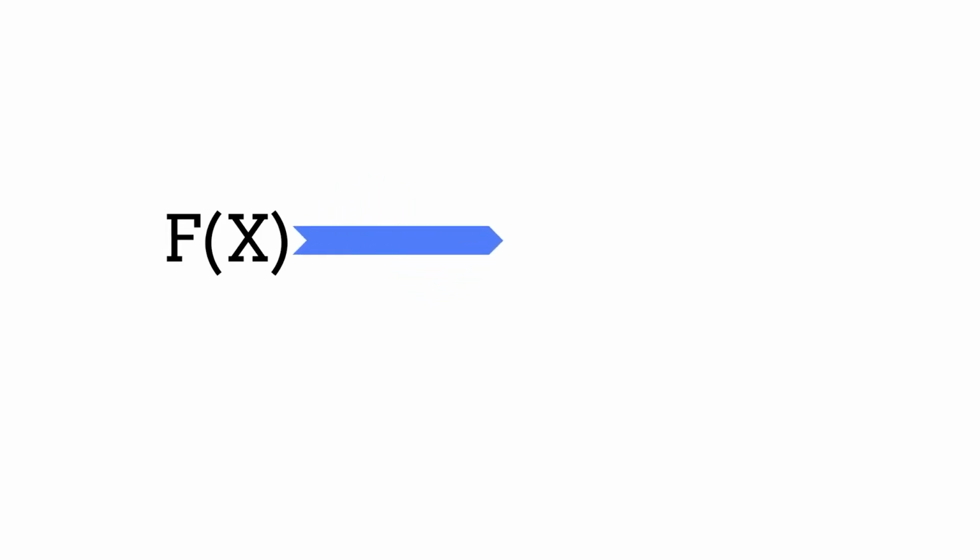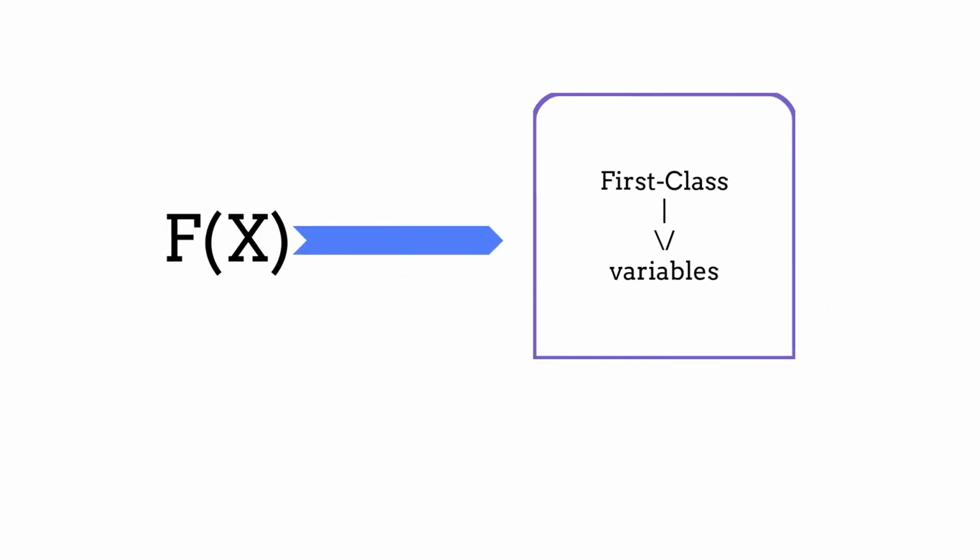In Python, functions are treated as first-class citizens, which means that they can be assigned to variables, passed as arguments to other functions, and returned as values. Here's an example of a simple function that takes a function as an argument and returns a modified version of that function.